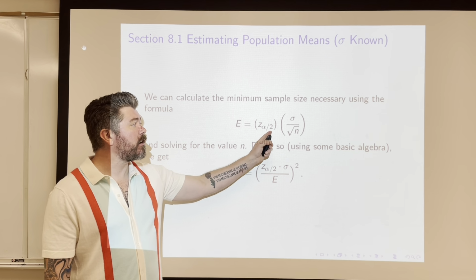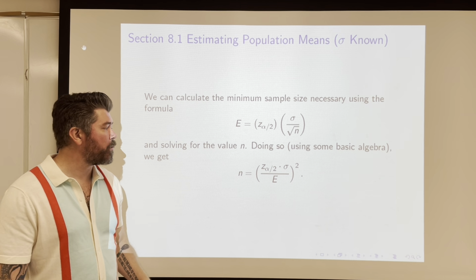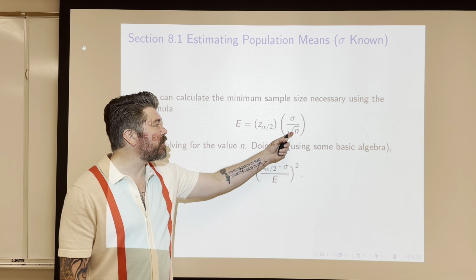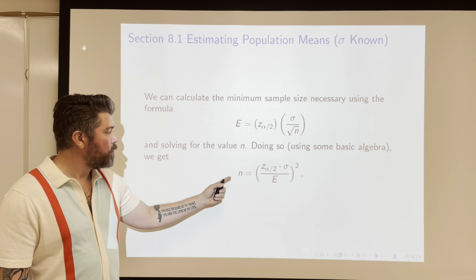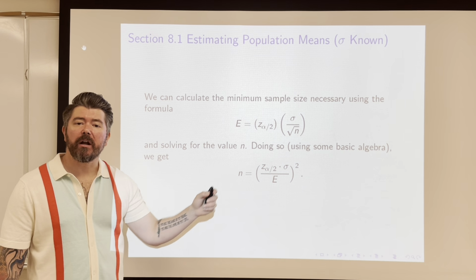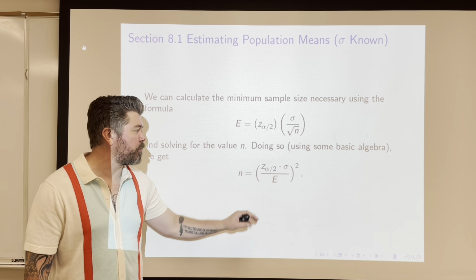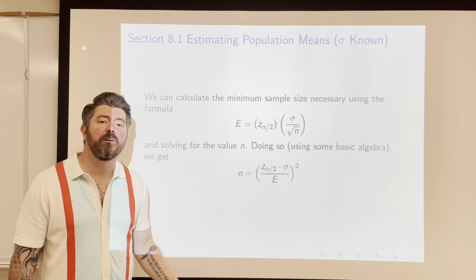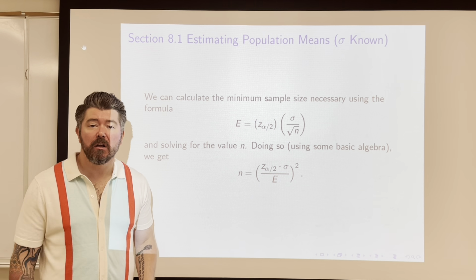Remember that error was given by this formula, our critical z-value times sigma divided by the square root of n. If we do some basic algebra and solve this equation for n, we get n equals z times sigma over E, squared. A fun little exercise to remind you of how algebra works: try to do this. Very, very easy. Now, if you're struggling, again, please reach out to me via our discussion board in Canvas or email.